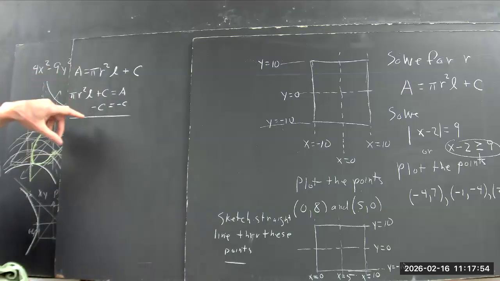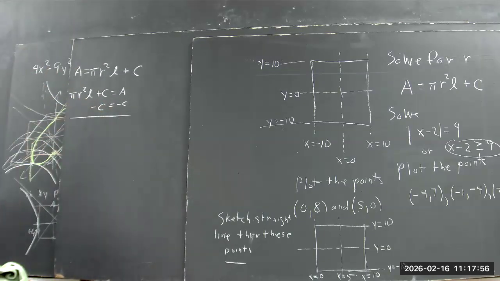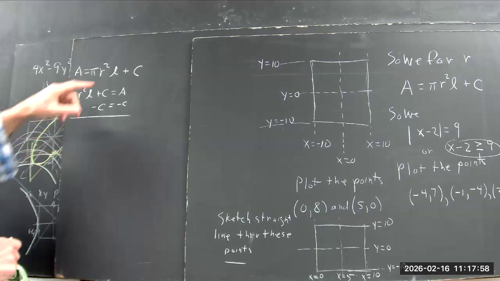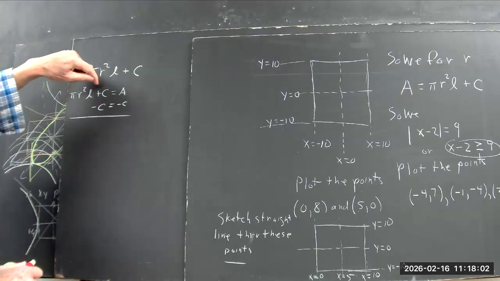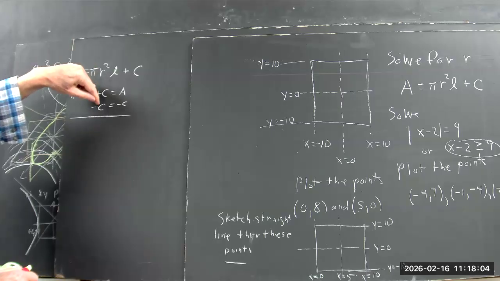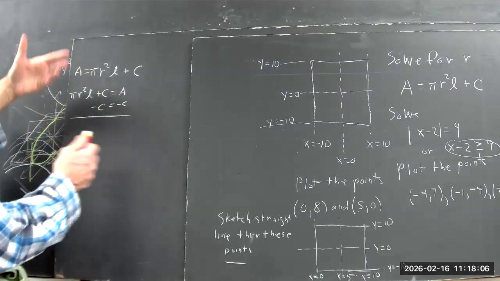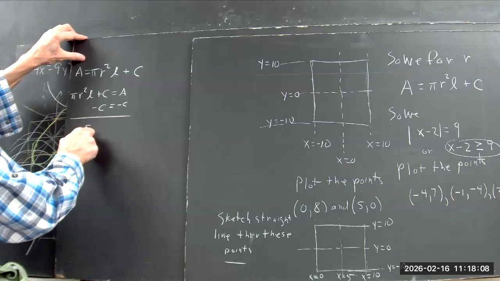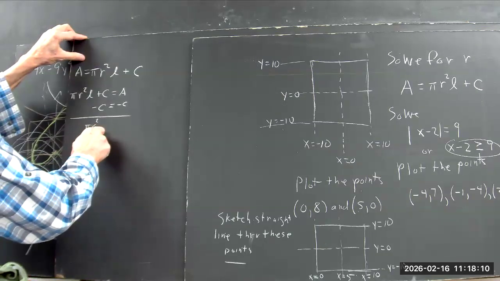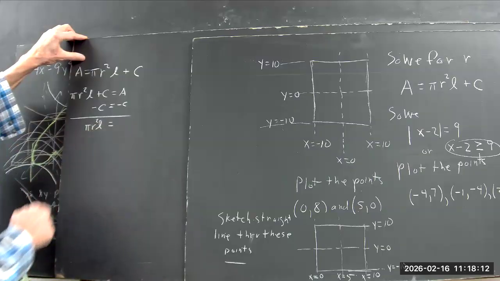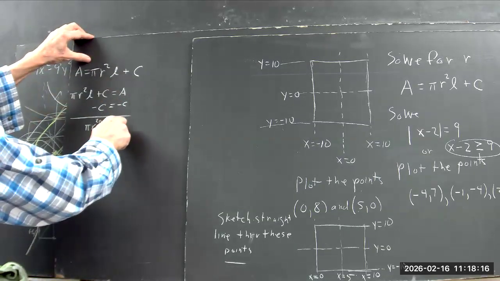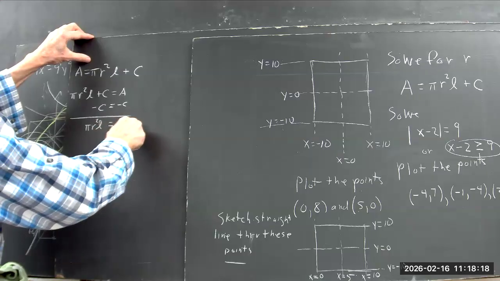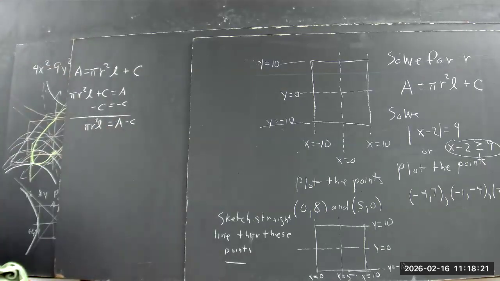So if we write down the equation negative C equals negative C below the original equation, we see that the C minus C subtracts away and it leaves us zeros. We just end up with pi R squared L on the left side. On the right-hand side, we have A minus C. And now we're starting to get somewhere.